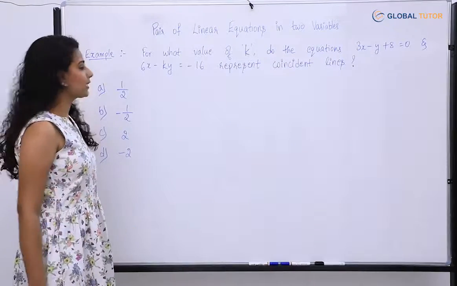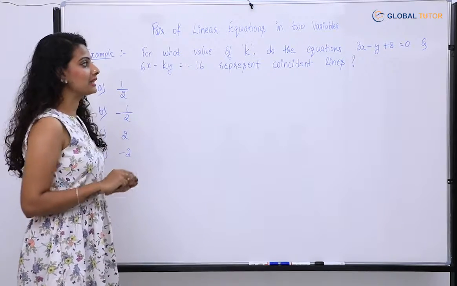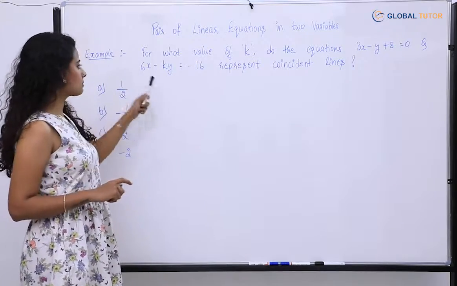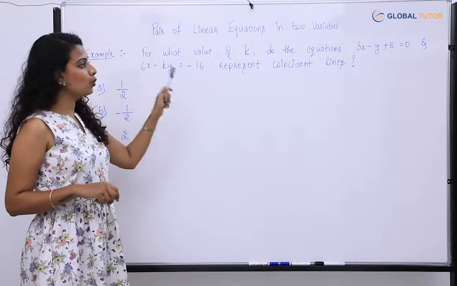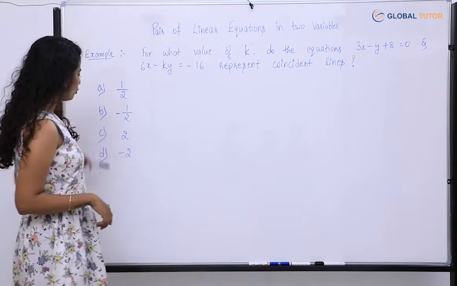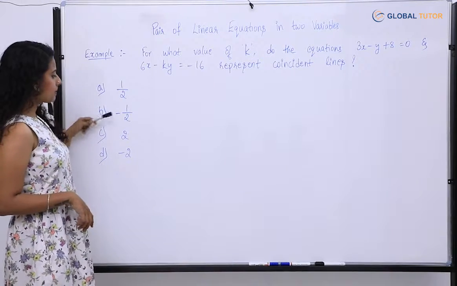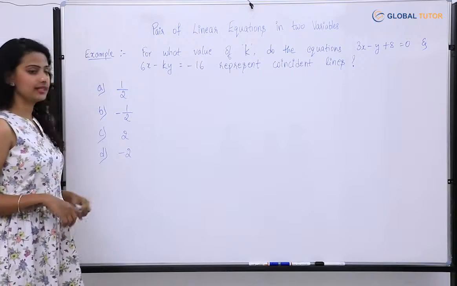Let us take one more example. For what value of k do the equations 3x minus y plus 8 is equal to 0 and 6x minus ky is equal to minus 16 represent coincident lines? Here we got 4 options. Option A 1 by 2, option B minus 1 by 2, option C 2, option D minus 2.